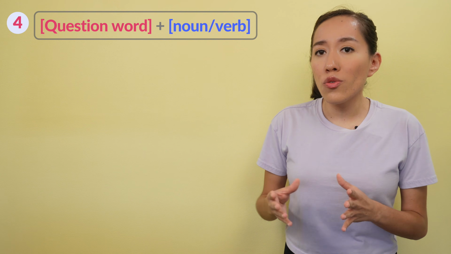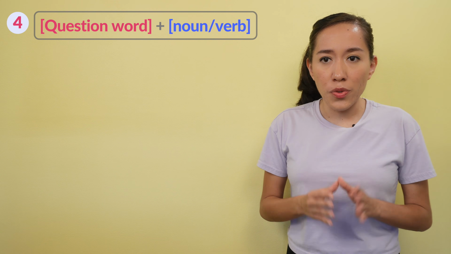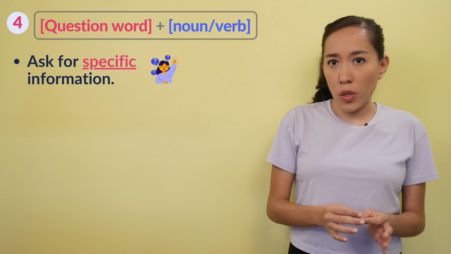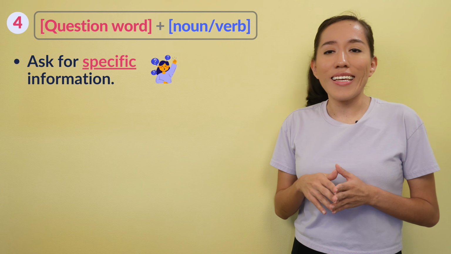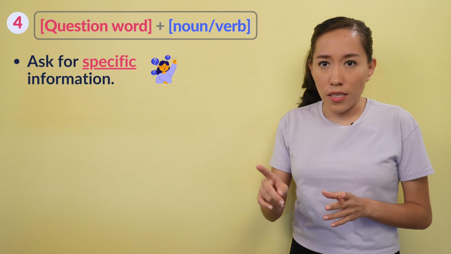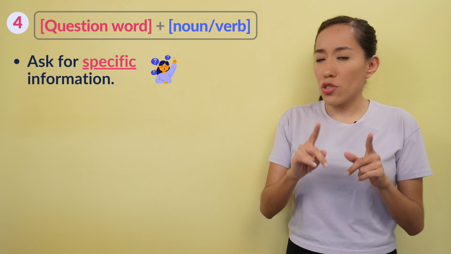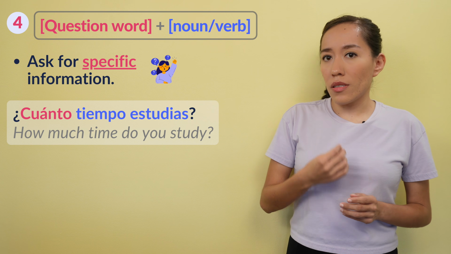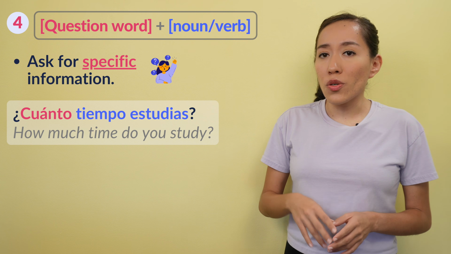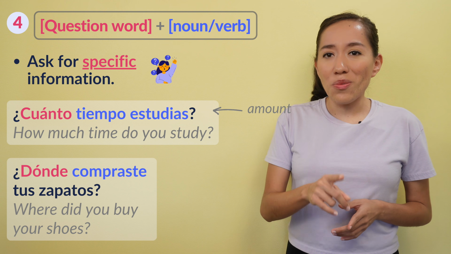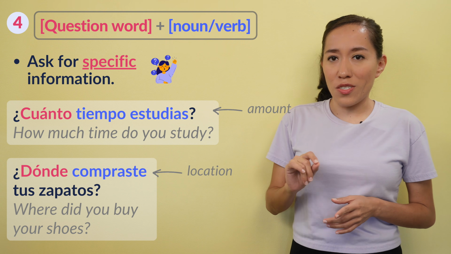La fórmula número 4 is going to help you ask for specific information about something or someone. Al igual que en inglés, en español, cada interrogativo pregunta por información diferente. Checa la diferencia. ¿Cuánto tiempo estudias? I'm asking you for amount. ¿Dónde compraste tus zapatos? Te estoy preguntando por ubicación.